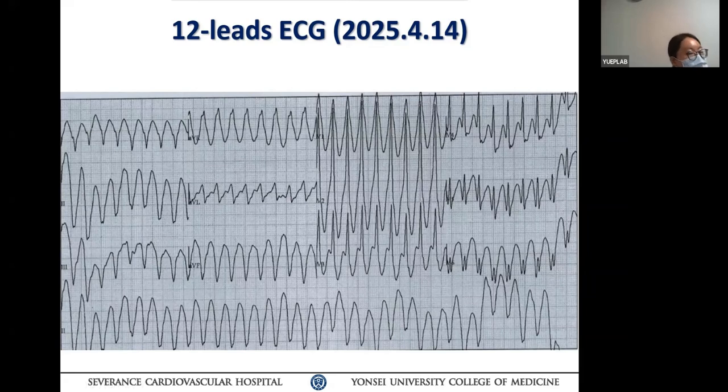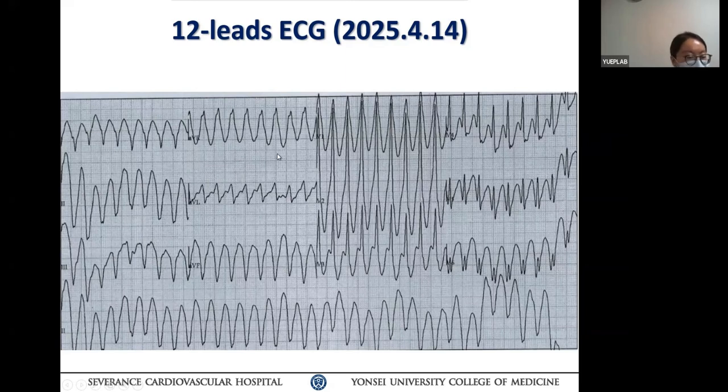So let's talk about the crux VT first. Definition of crux VT. What's the character of crux VT? First, lead one and aVL have to be positive, to be crux. And pure R, no S. Okay, that's already crux VT here.